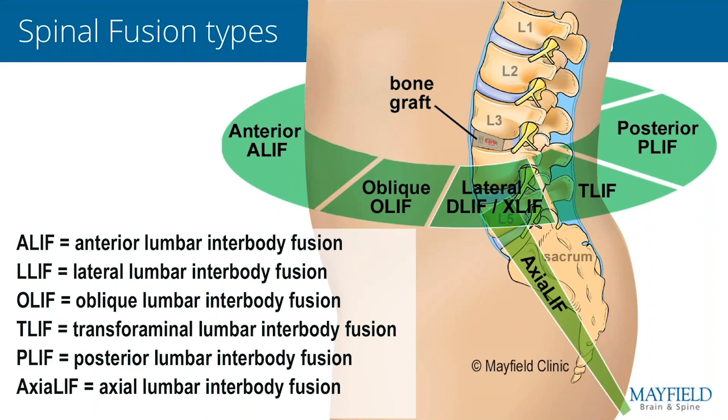So for example, the A-LIF is performed anteriorly, or from the front, meaning the surgeon's going to go through the stomach. And a lateral fusion is from the side. The incision is going to be near your waist, above the hip. And then they can also perform posterior fusions from the back. You're going to lay on your stomach, and he's going to approach your spine from the back. And then in between, they have the O-LIFs and the T-LIFs, and then the axial LIF.